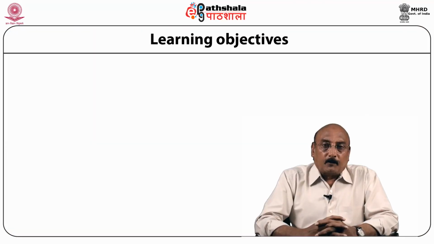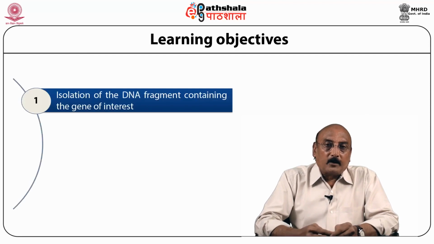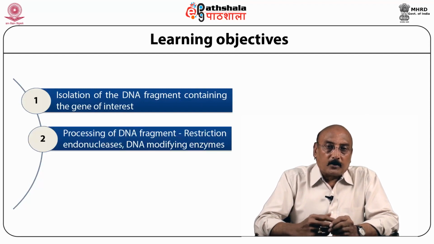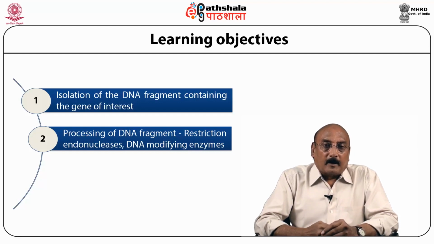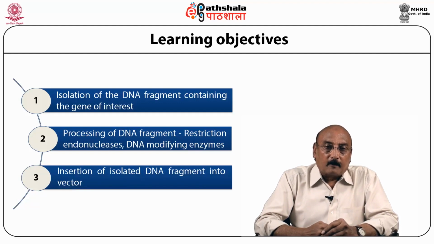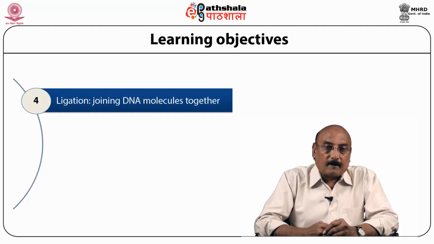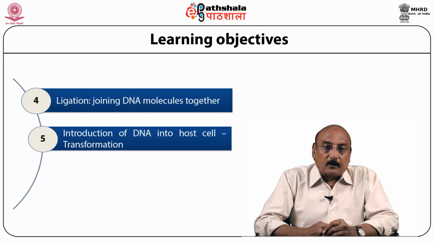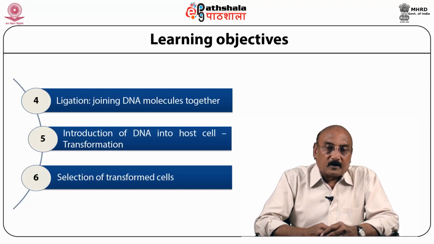Today we are going to talk on module cloning strategies under the paper Plant Biotechnology and Crop Improvement. Learning objectives of this topic include isolation of the DNA fragment containing the gene of interest, processing of DNA fragment with restriction endonucleases and DNA modifying enzymes, and insertion of isolated DNA fragment into vector using ligation process, introduction of DNA into host cell, which is known as transformation, and the selection of transformed cells.